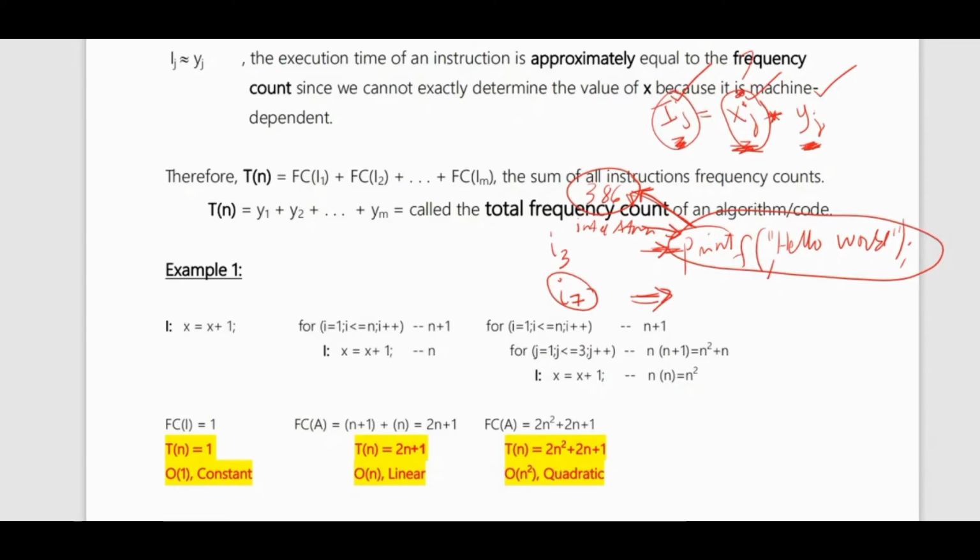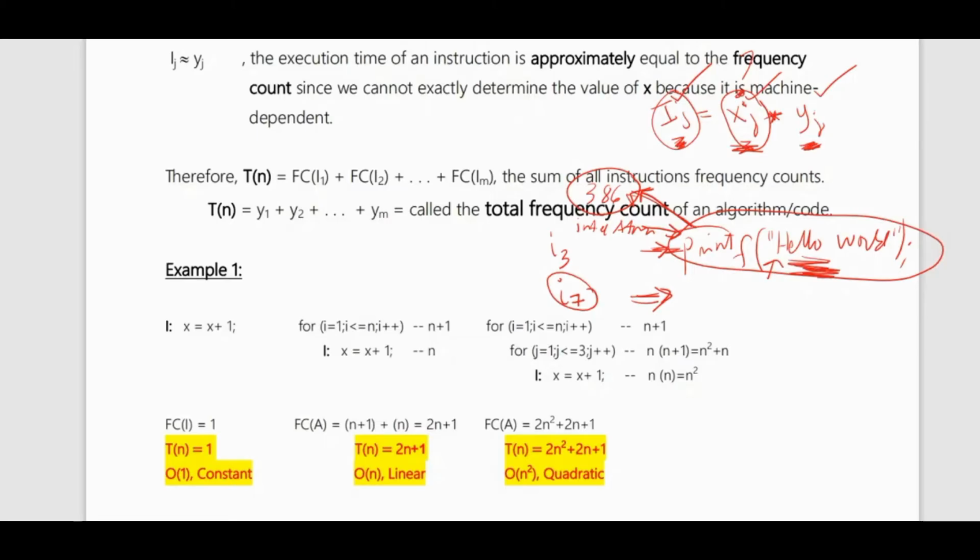So for one instruction like this one, you can never assign a fixed running time to one unique instruction. Again, you can never determine the exact running time of one unique instruction. Why?